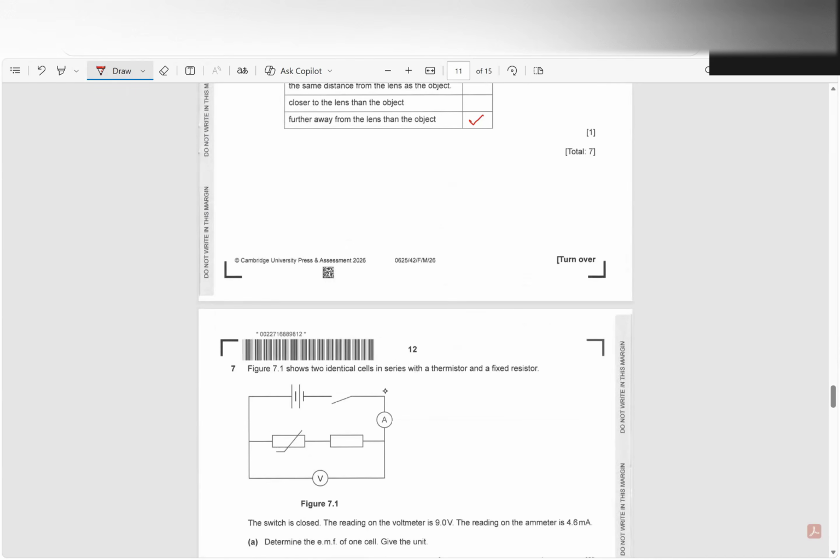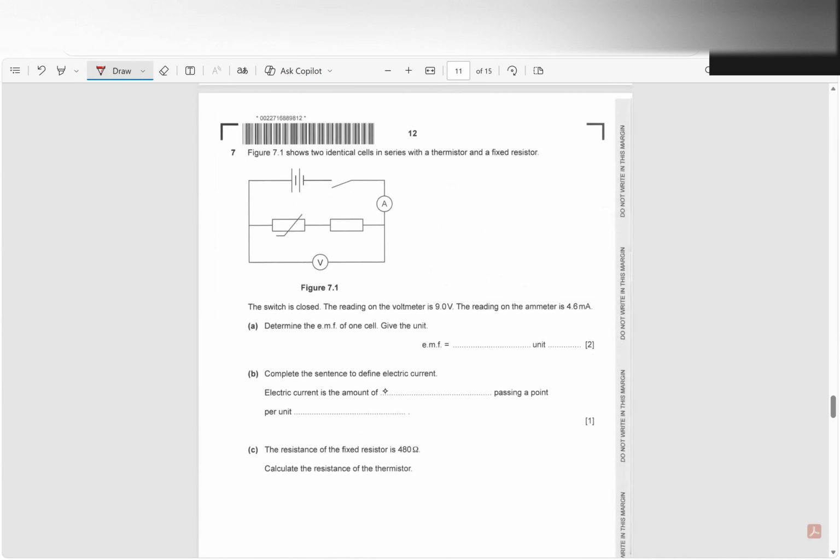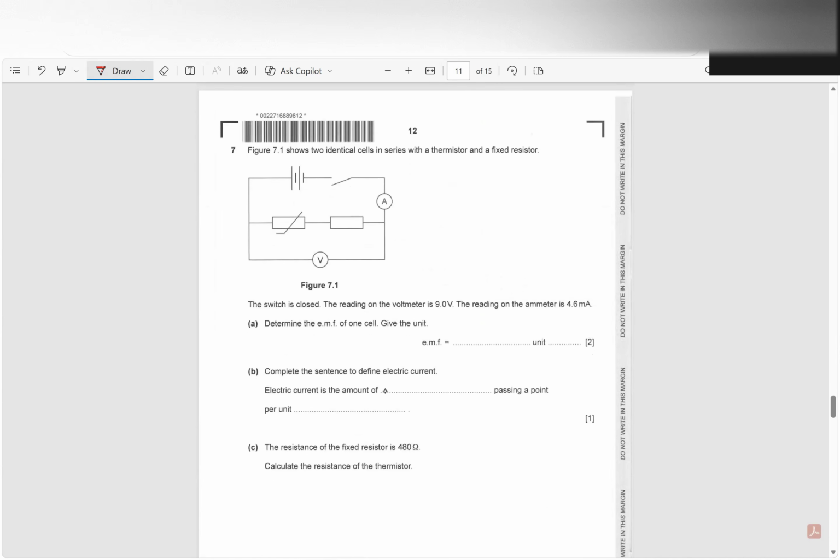Moving on to the next question, which is question number 7. Let's read it out, guys. Question number 7 says, figure 7.1 shows two identical cells in series with a thermistor and a fixed resistor. We can see a thermistor and we can also see a fixed resistor. Symbols are something that we should be much aware of.